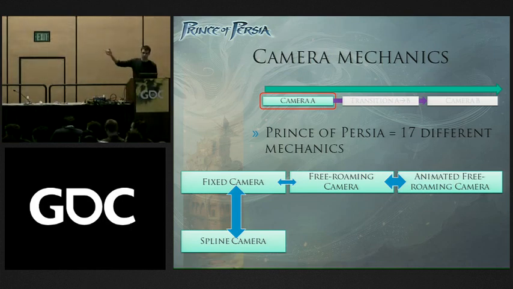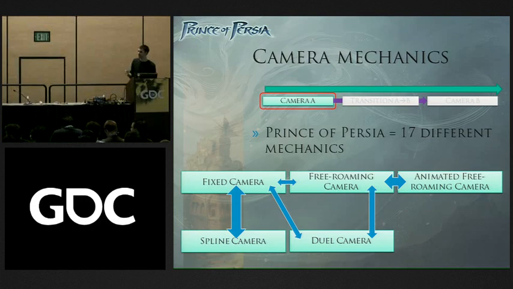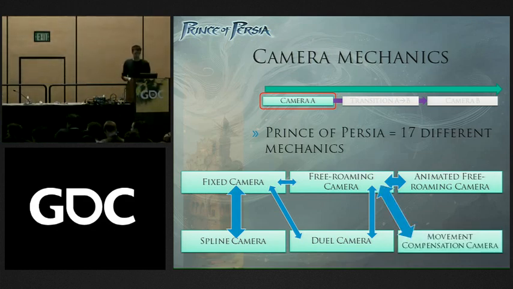Then we have the animated free roaming camera, which is very similar to the free roaming camera. We had the dual camera, which we used in the fight. The dual camera has a lot to do with the fixed camera because you can move along the Euler angles too. It's also similar to the free roaming camera in its movement. So I'm not going to do our 17 mechanics, but you get the idea. There's a lot of features that you can reuse between all those mechanics.